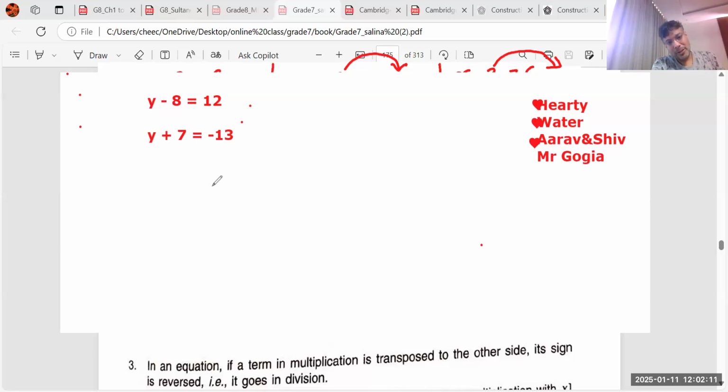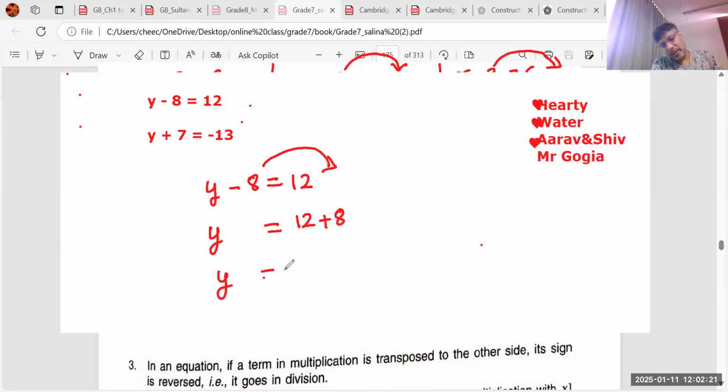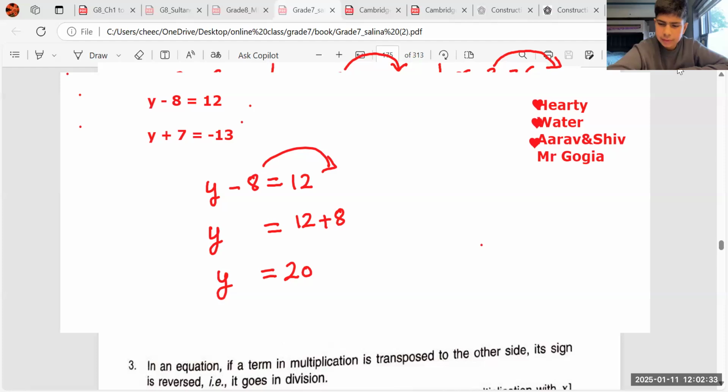So let me show you, Mr. Gogia. y minus 8 is equal to 12. This y will be equal to, when I show this, it will become 12 plus 8, y equal to 20. Understood? The first step was an error. If I write plus 8 in the first step, the equation will not be balanced. Got my point, Mr. Gogia? So I need to put the extra step at all times. Equations should be balanced at all times. Okay? The extra step has to be put in.